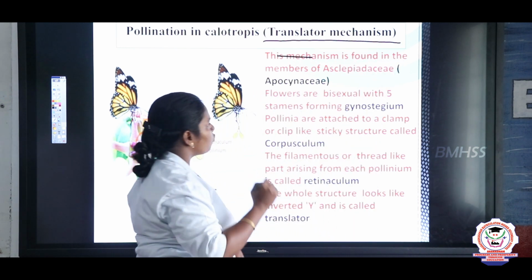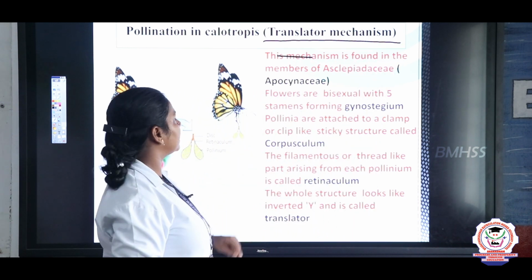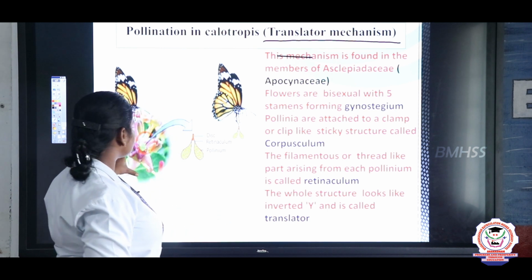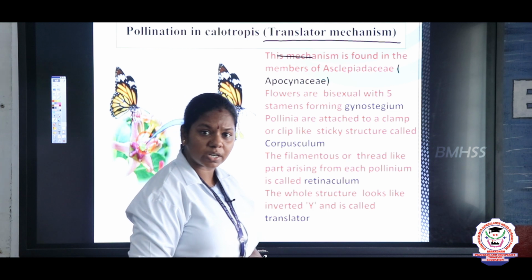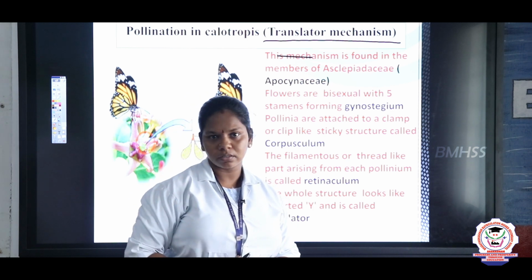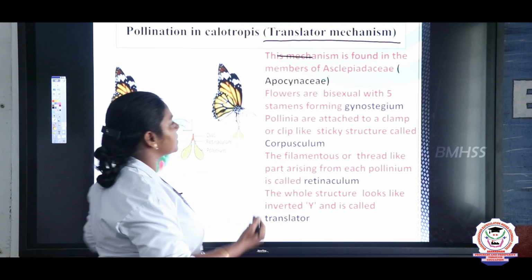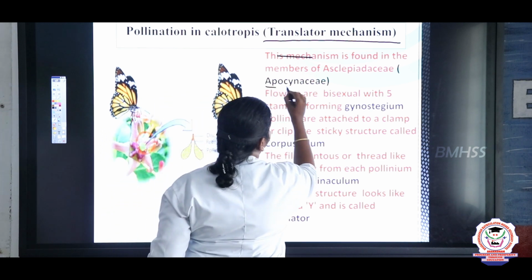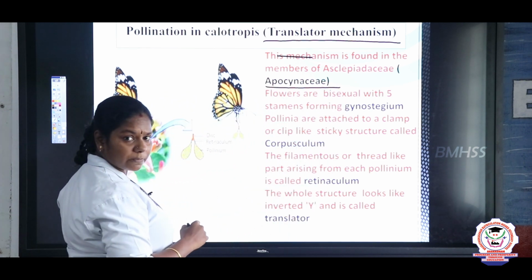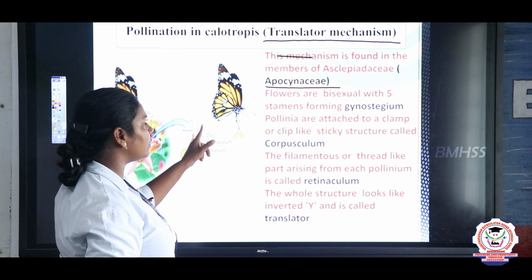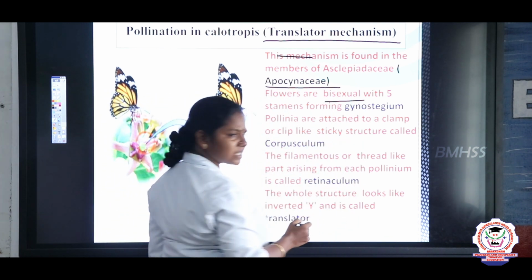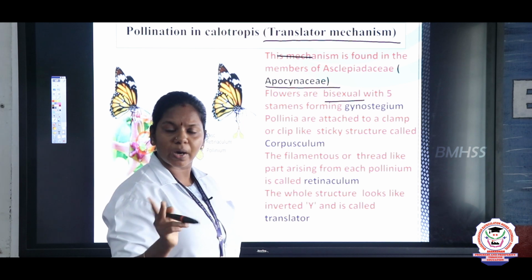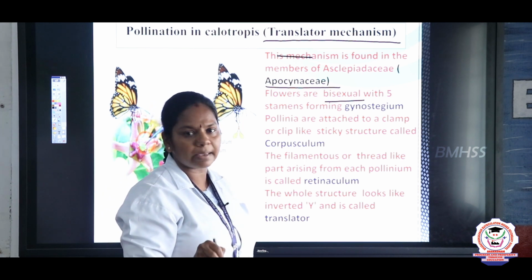And next mechanism is the translator mechanism, from one plant to another plant. And now let us see what all these things are. It takes place in the plant Calotropis. What is Calotropis, children? Erukkampu, right? It is Calotropis and belongs to the family Apocynaceae. What is the family? Apocynaceae. And here we can see the flowers are bisexual. What do you mean by bisexual? Both the male and the female part are present in the same flower.